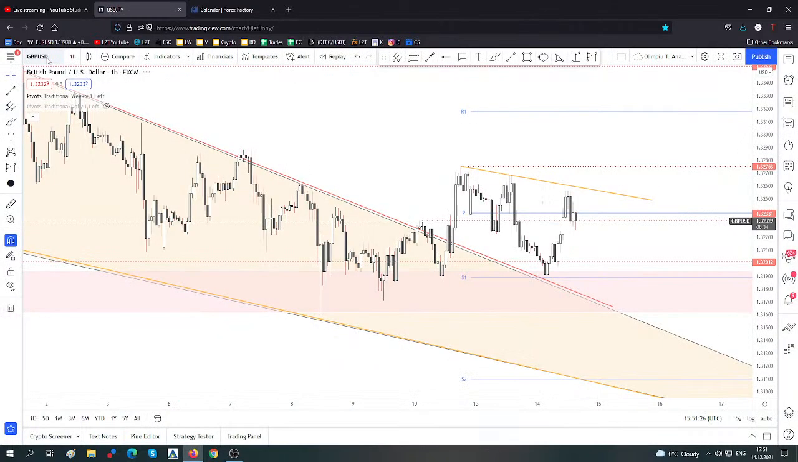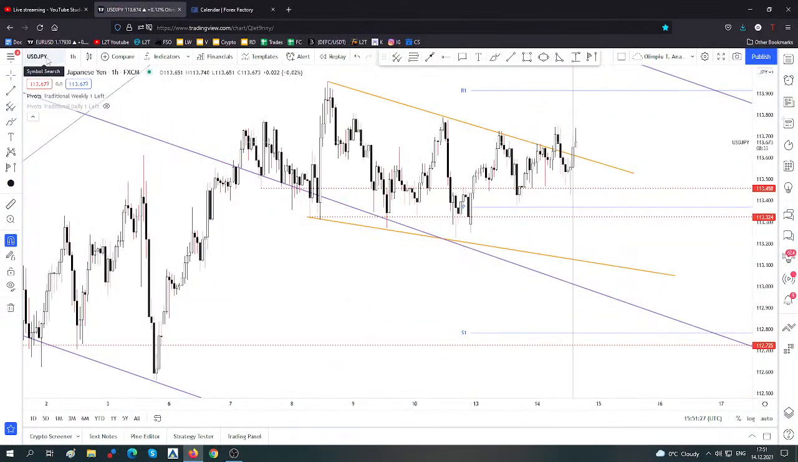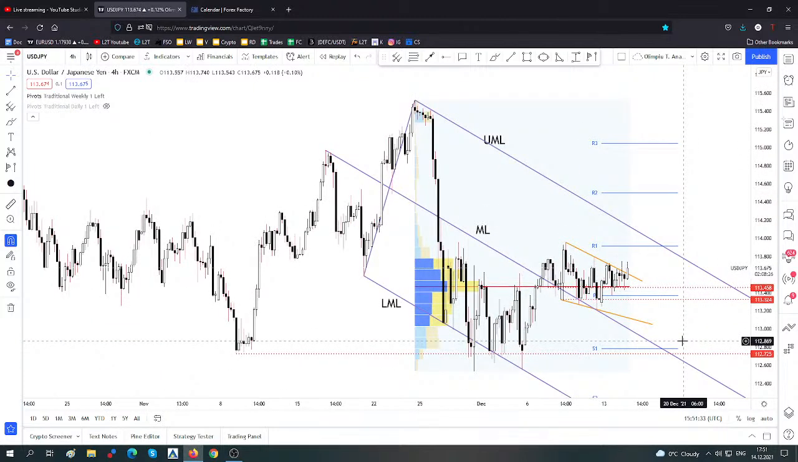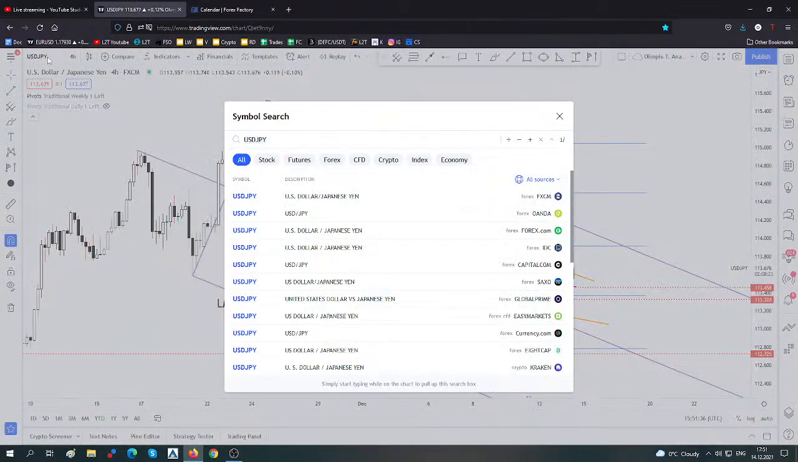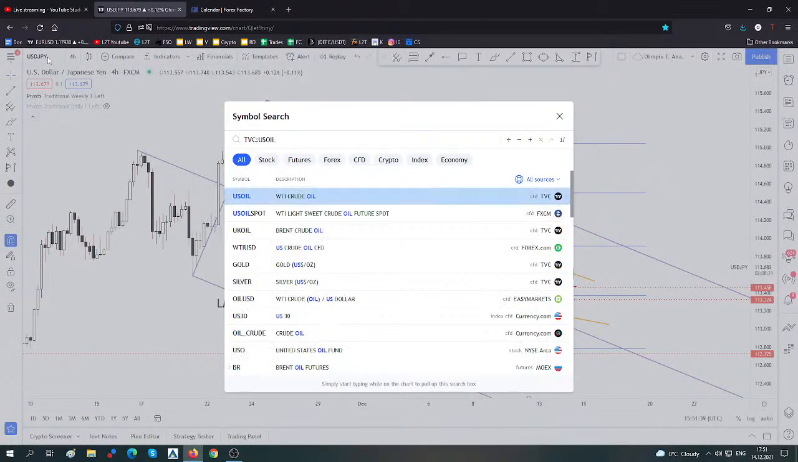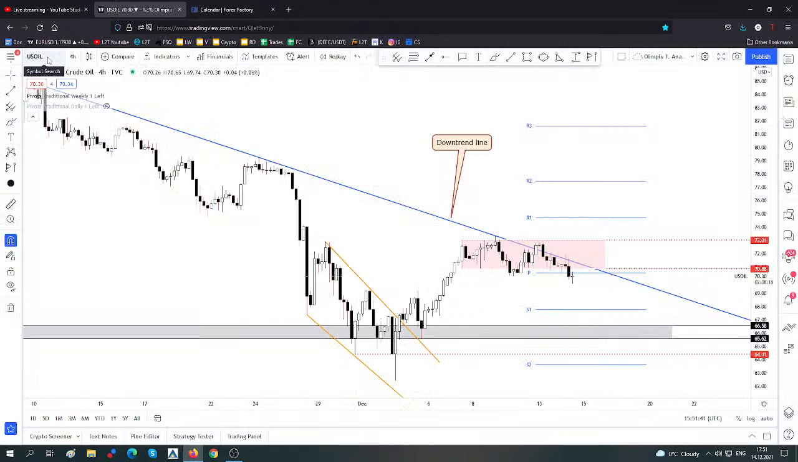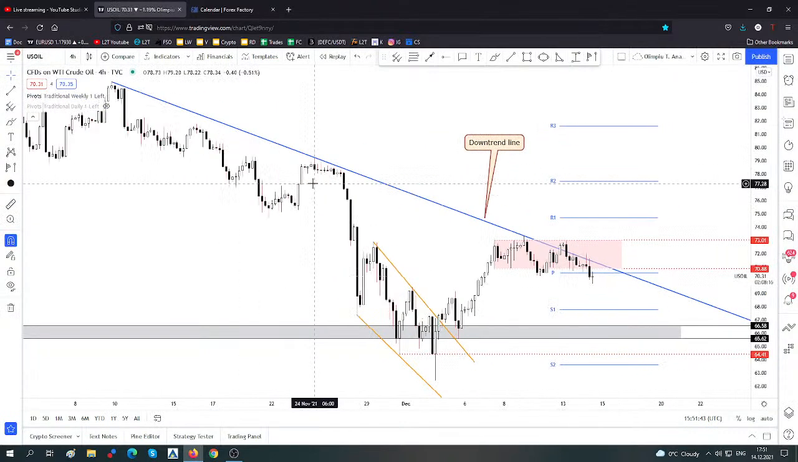So we talked about the US dollar, Japanese yen. Let's talk about US oil for Chris. Thank you, Chris. So it's not my trade, but I will still talk about US oil. It's Orlando's trade, short position.